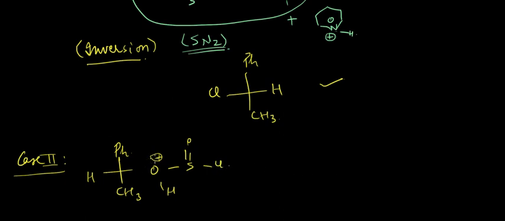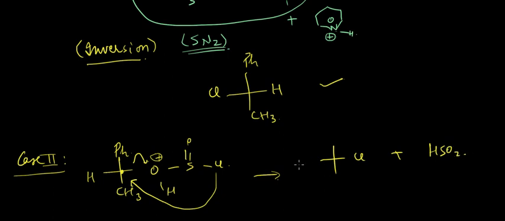So next what will happen is this O will be taking back its bond electrons from the carbon atom, and at the same time this Cl will attack on the same carbon atom. Okay, so in this case, SO2 would be released, and we'll have Cl, Ph and CH3 here. Okay, so in this case, retention of the configuration takes place in the product.